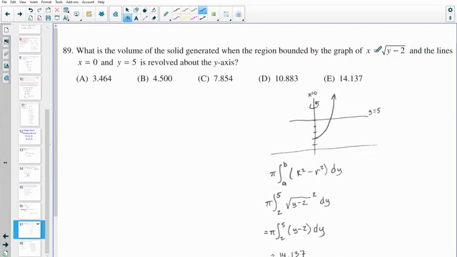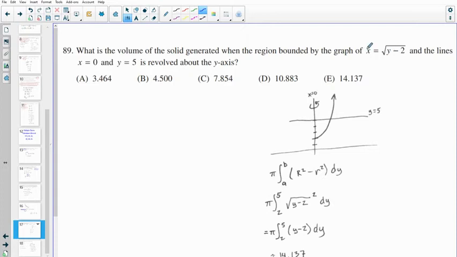I'm going to do y equals the square root of x minus 2, and then make the lines y equals 0 and x equals 5 revolved around the x-axis. And that is something that you can definitely do. You've got to be careful and make sure you're changing everything. But I'm going to do this one as is.